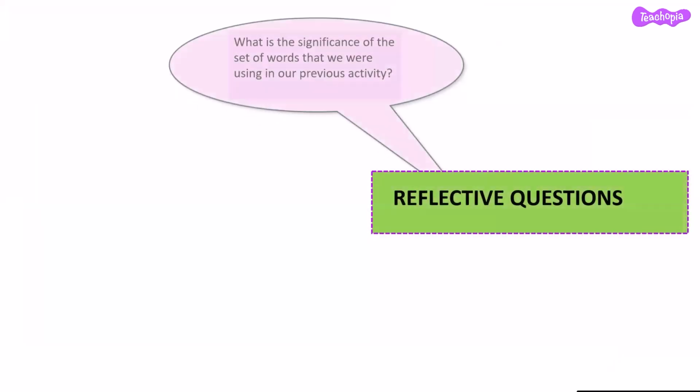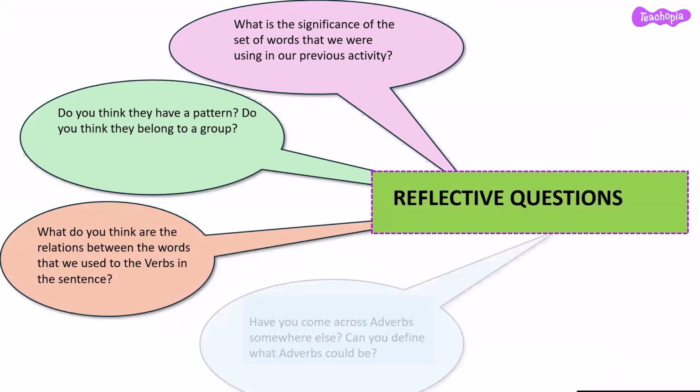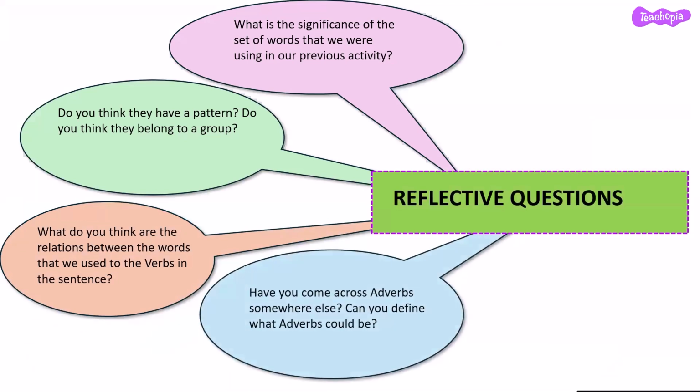Some reflective questions that you can use for this activity are: what is the significance of the set of words that we were using in our previous activity? That's the activity that we just did. Do you think they have a pattern? Do you think they belong to a group? What do you think are the relations between the words that we have used and the verbs in the sentence?